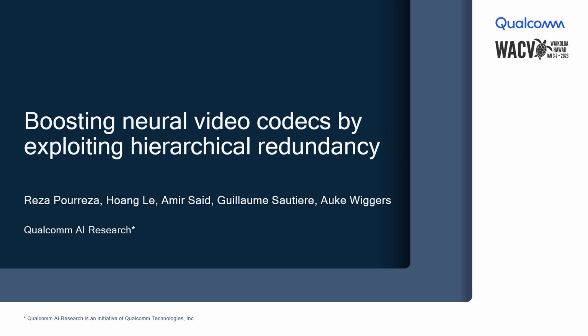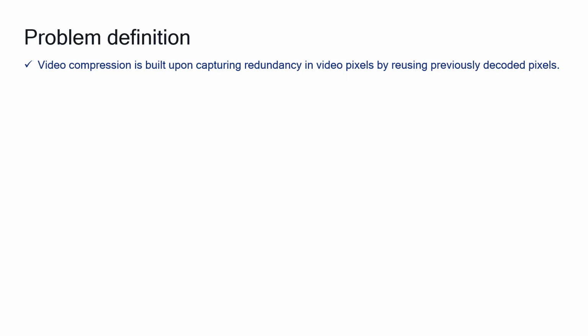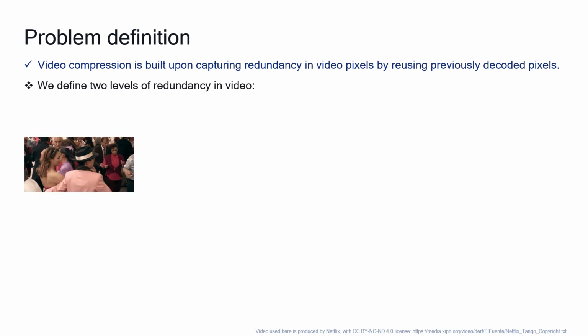This is a work from Qualcomm AI Research titled Boosting Neural Video Codecs by Exploiting Hierarchical Redundancy. The main principle in video compression algorithms is capturing redundancy in video pixels by reusing previously decoded pixels. Here we define two levels of redundancy in videos.